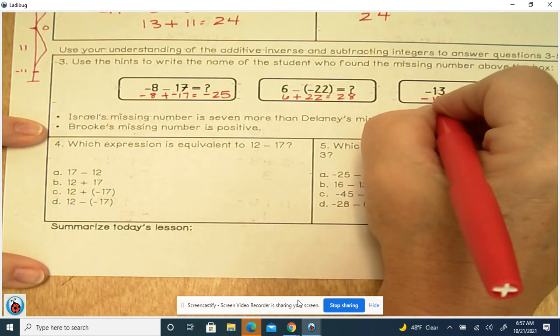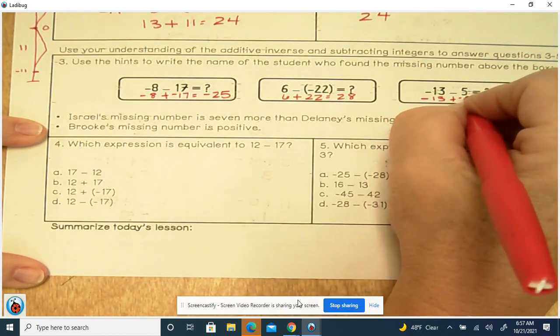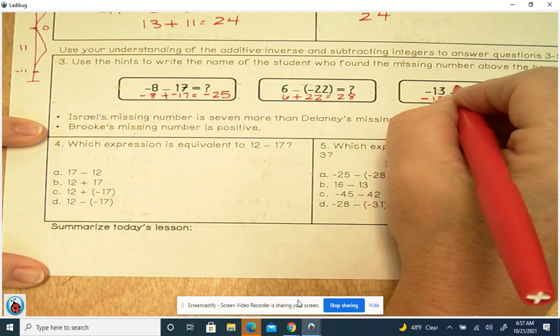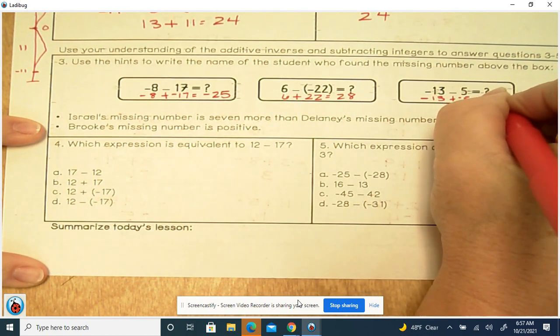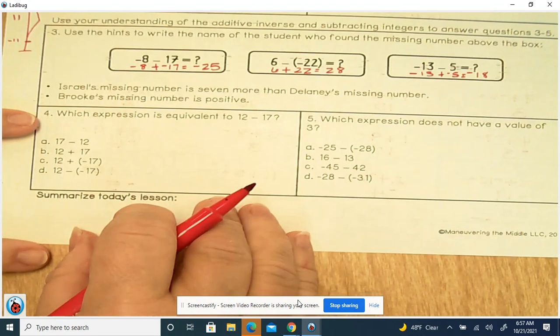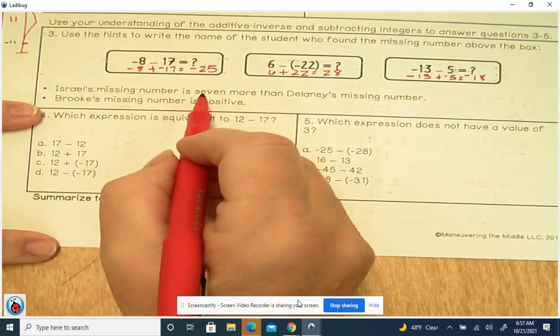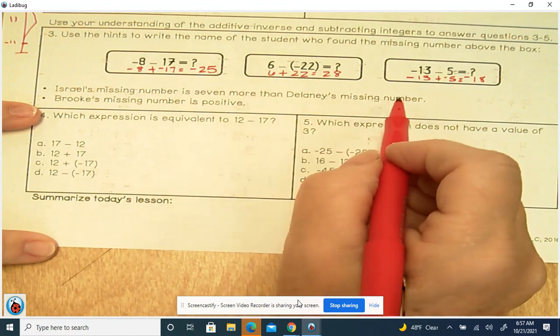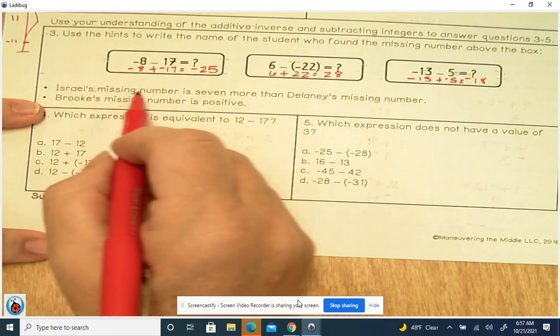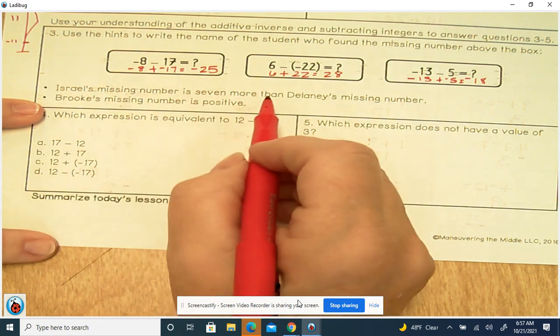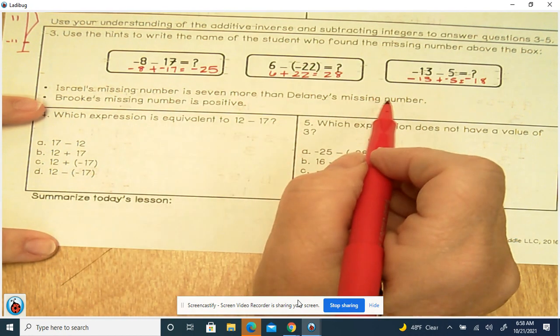And then we've got a negative 13 plus a negative 5. Change the minus to a plus, change the sign of next. 13 plus 5 is 18, and we've got negative. Israel's missing number is 7 more than Delaney's missing number.